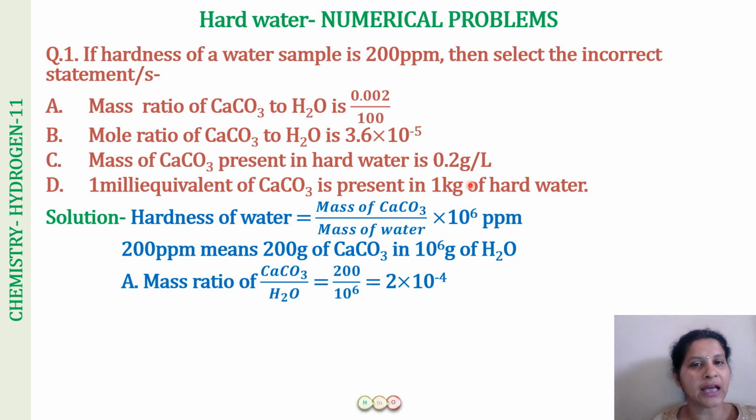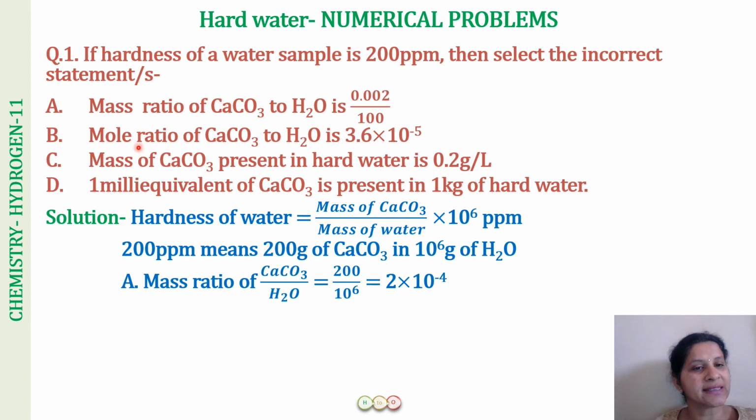Now if you look at choice A, what is this going to be? Well, this is 2 into 10 power minus 3 divided by 100, or you can say 2 into 10 power minus 3 into 10 power minus 2. So this is 2 into 10 power minus 5. Here we have found that the mass ratio is 2 into 10 power minus 4. So statement A is going to be incorrect, right?